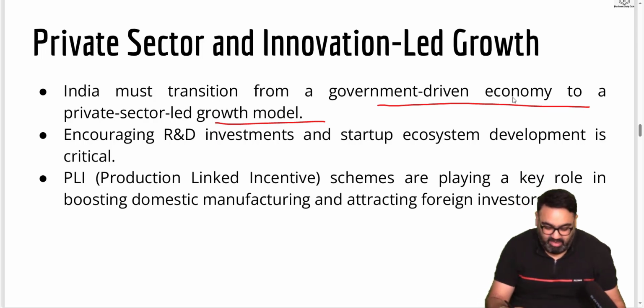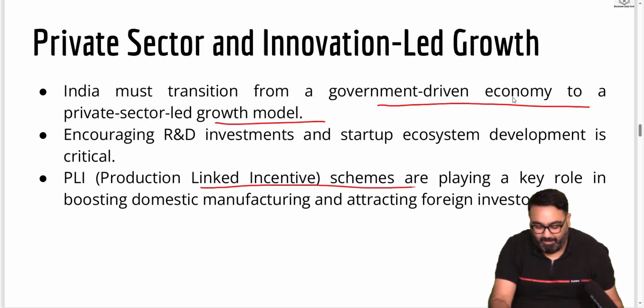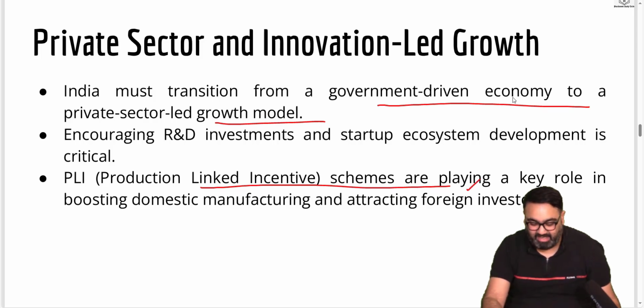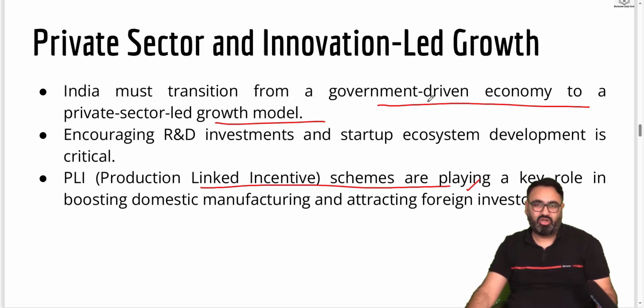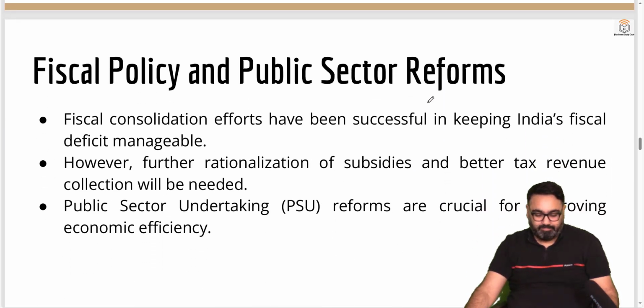Then the government should go ahead with PLI, the production linked incentive scheme, as the government has done. The government pushes the manufacturers to produce more, as a result of which they get certain incentives from the government. This is the idea and the nature of PLI schemes.